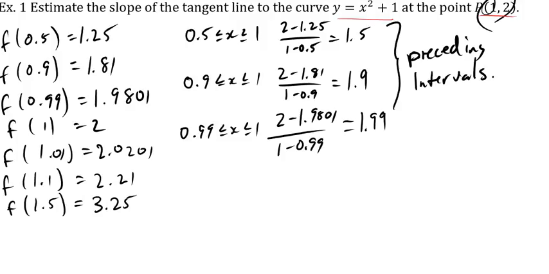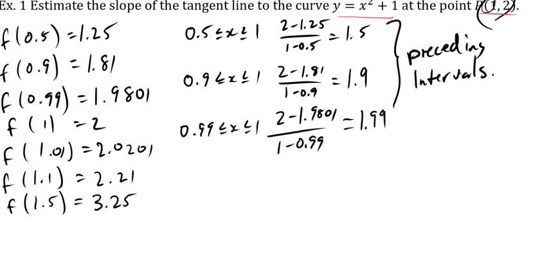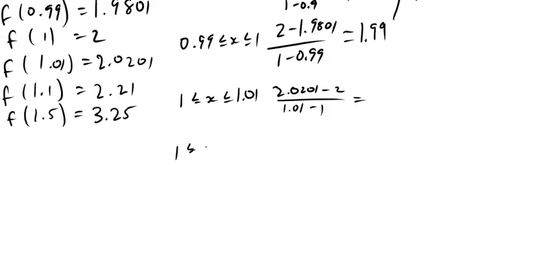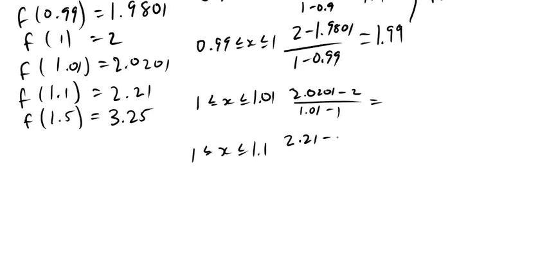Okay, I'm going to do something a little bit different here. I'm going to start really close, just to keep things in order, and work further away. So we're going to keep going here. Now we're going from 1 less than or equal to x less than or equal to 1.01. So now we're going after the point. And that is 2.0201 minus 2 over 1.01 minus 1. Okay, and let's get all these finished.